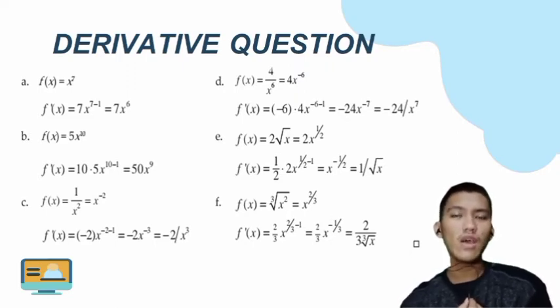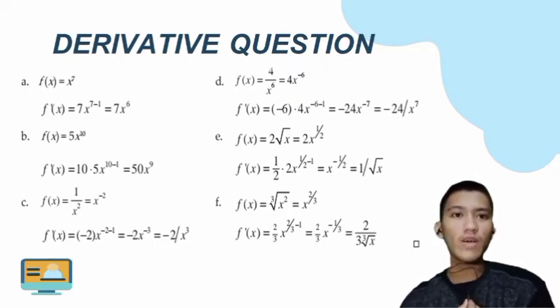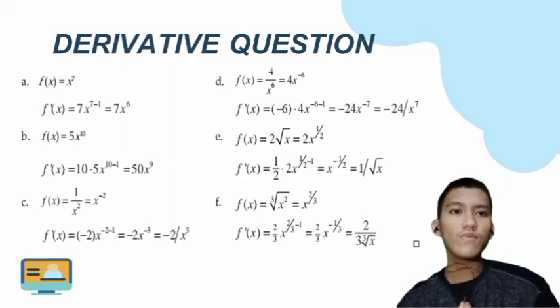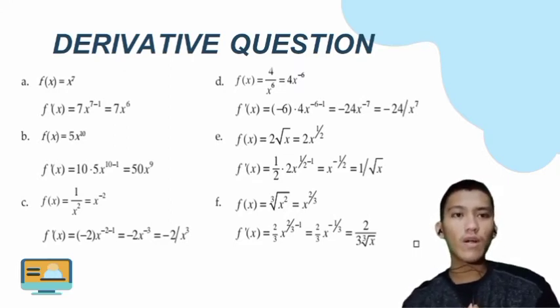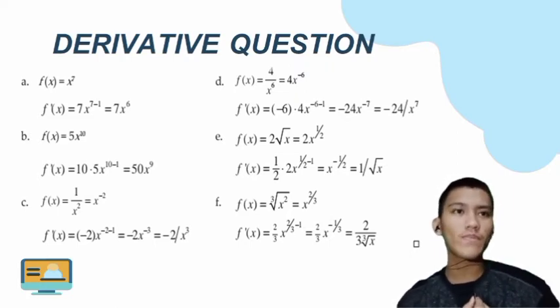Equation C, f(x) = 1 over x squared equals x to the power of minus 2, f'(x) = minus 2 times x to the power of minus 2 minus 1 equals minus 2 times x to the power of minus 3 equals minus 2 over x cubed.